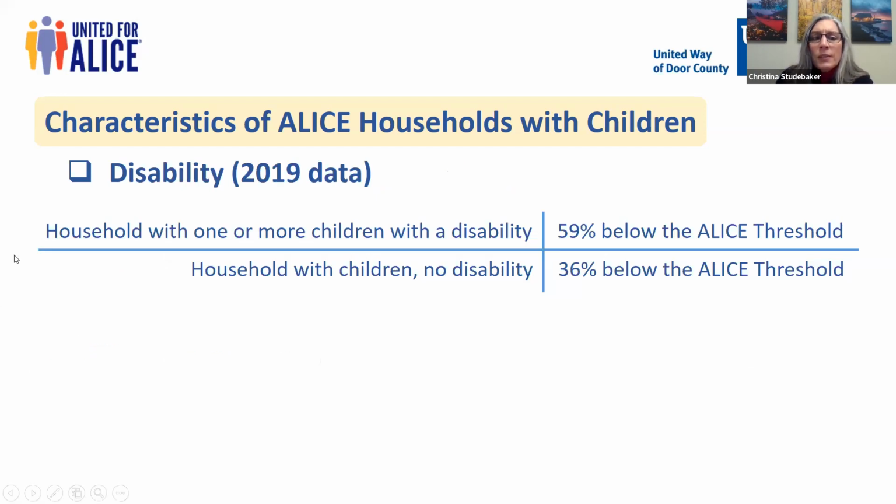I'm looking at disabilities. So households with one or more children with a disability, 59% of those households fall below the ALICE threshold, whereas without a disability, 36%. They did comment that across the state of Wisconsin, about 4% of households have a child with a disability. But when you drill down within that 4%, this difference is really striking. So I still wanted to highlight that for everyone.